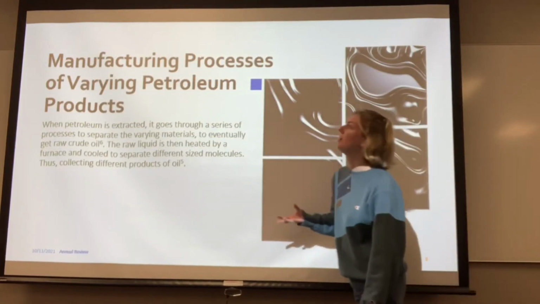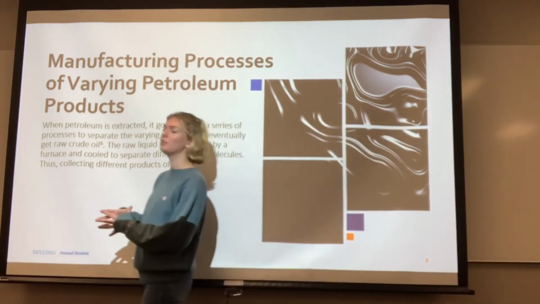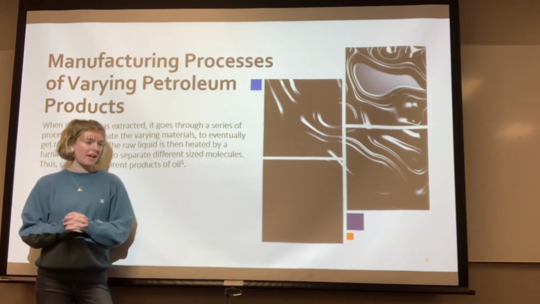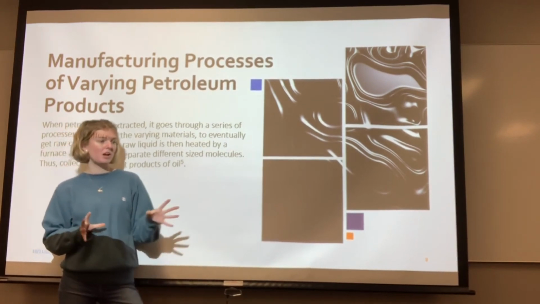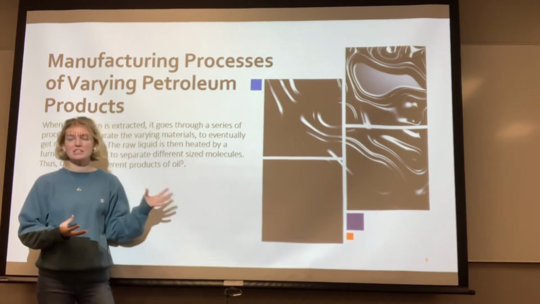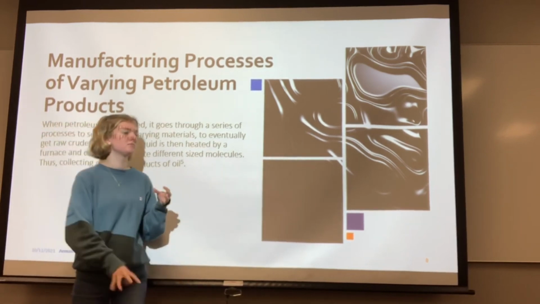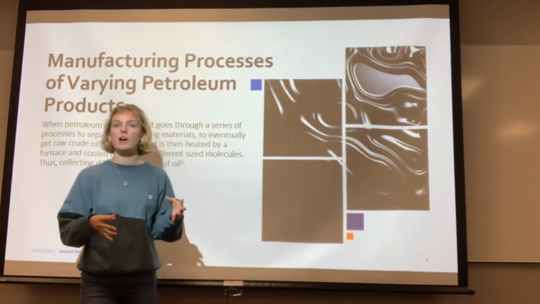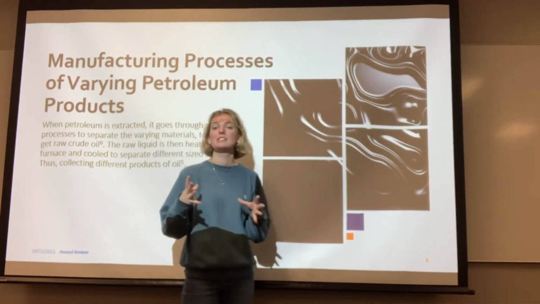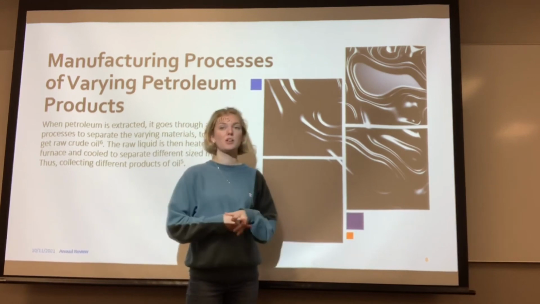Manufacturing processes of varied petroleum products. So petroleum makes a multitude of products, which we will see, and so what happens is this petroleum is sucked up from the earth, it is refined and turned into a product that we can use. It is separated into the different products.